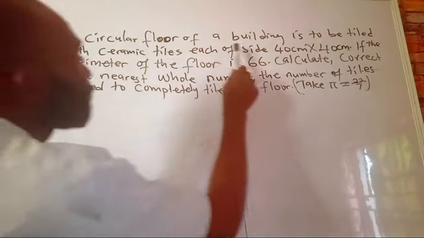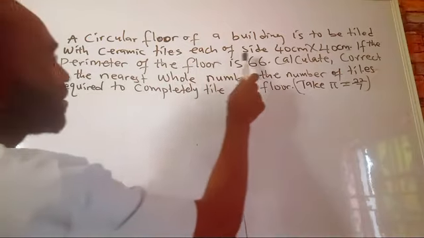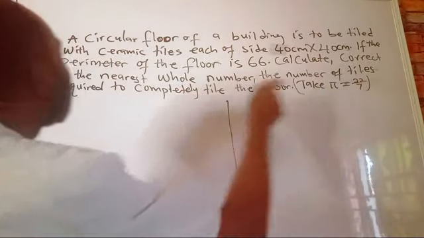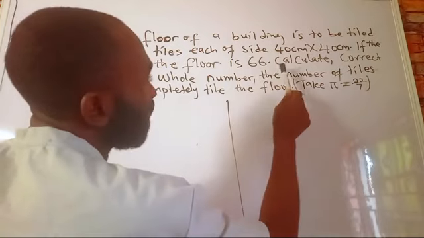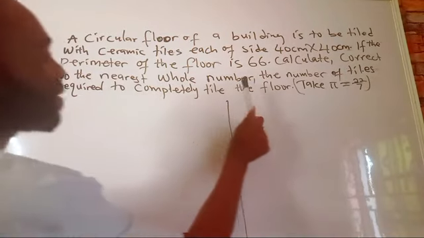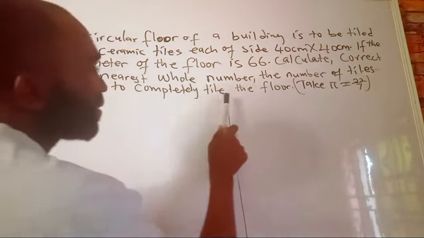A circular floor of a building is to be tiled with ceramic tiles, each side 40 by 40 centimeters. If the perimeter of the floor is 66, calculate, correct to the nearest whole number, the number of tiles required to completely tile the floor.